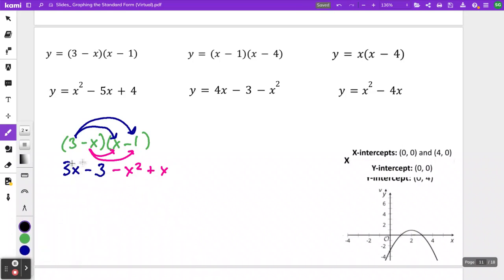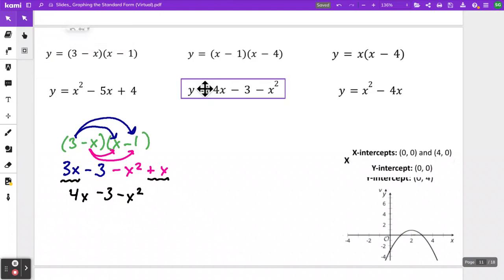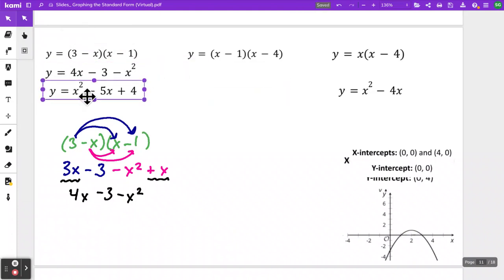The last part is simplifying this. I see there is a 3x and an x that I can combine together. And when I do that, 3x plus x is 4x. And I'm going to copy everything else. So I've got a negative 3 and a negative x squared. And after doing that, it's easy for me to see it is the second one here. I'm going to go ahead and move that under this one.